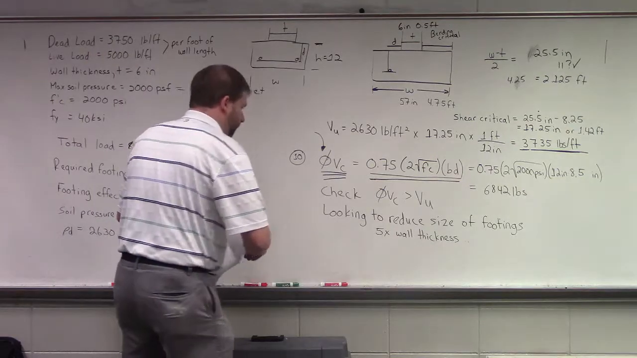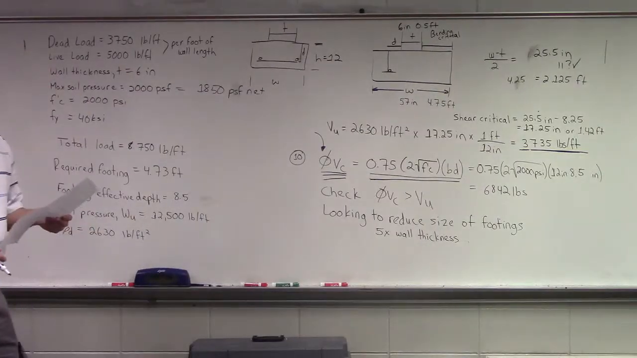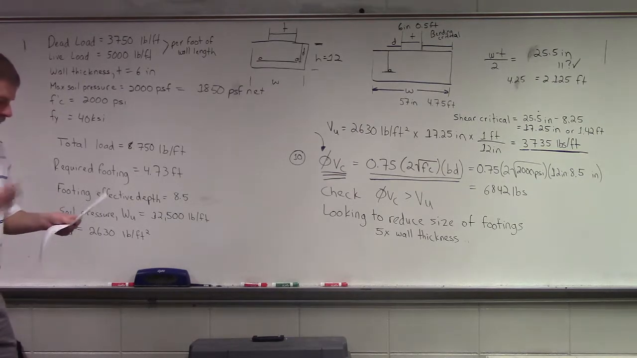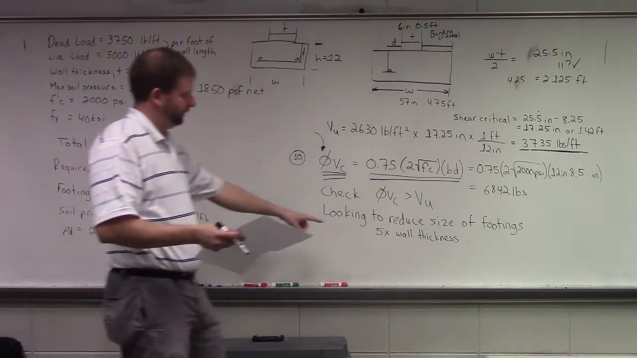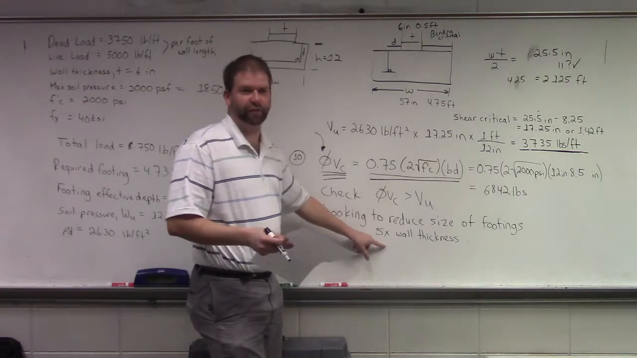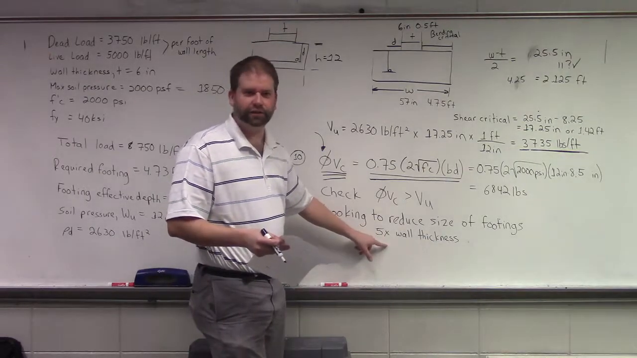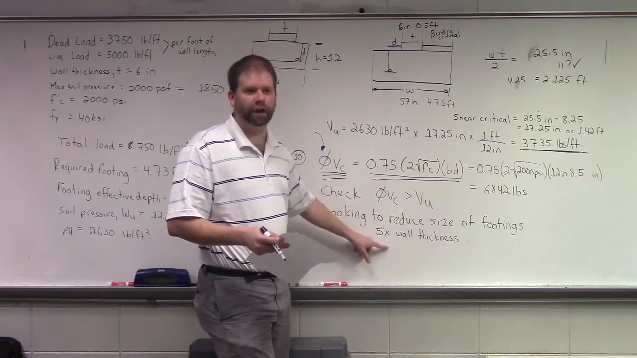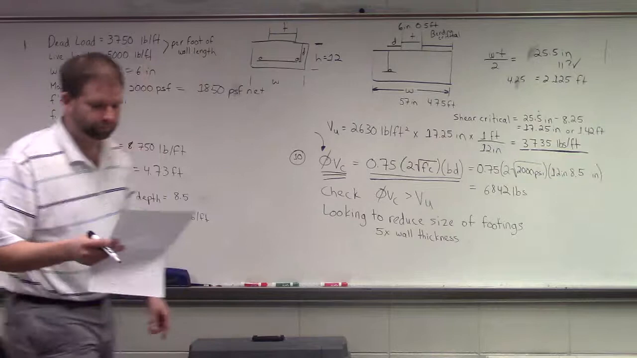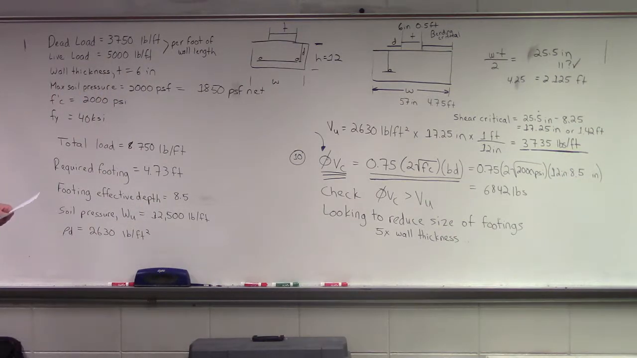Width has to be 5 times the wall thickness? Yep. No more than 5 times the wall thickness, right? Not no less. I was sitting there looking at it. That's going to be too great. Yeah, no more than 5 times the wall thickness. Okay, so 6 by 12.